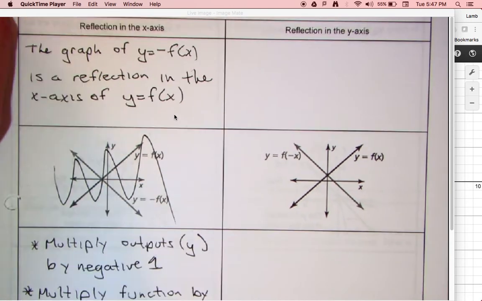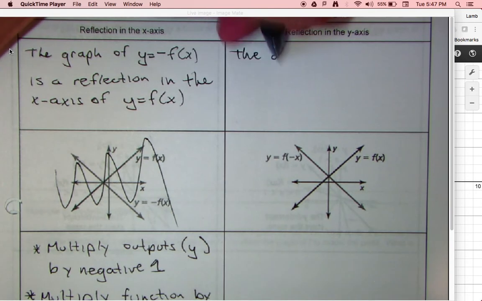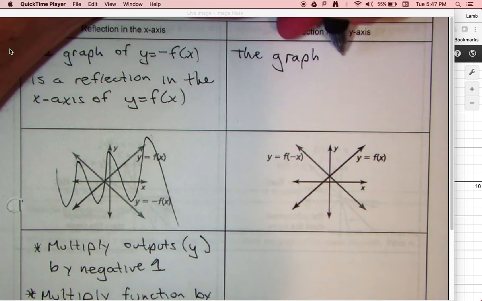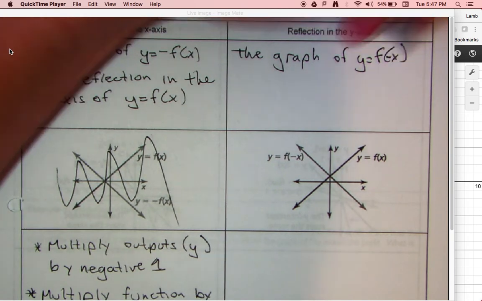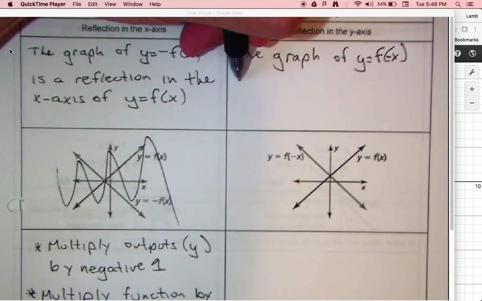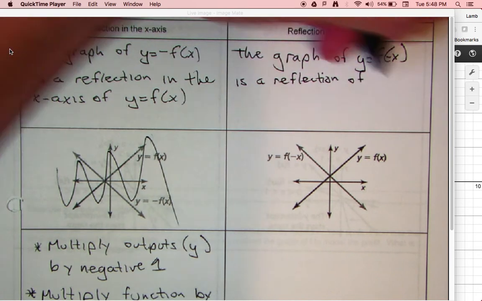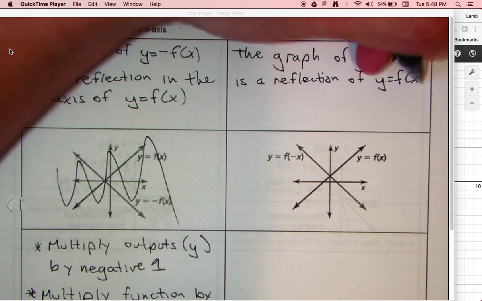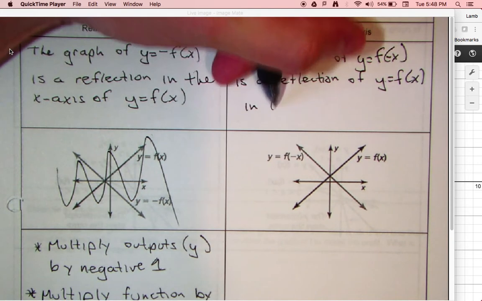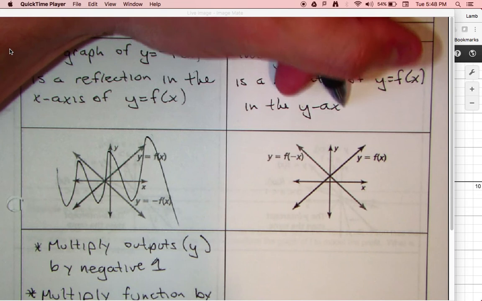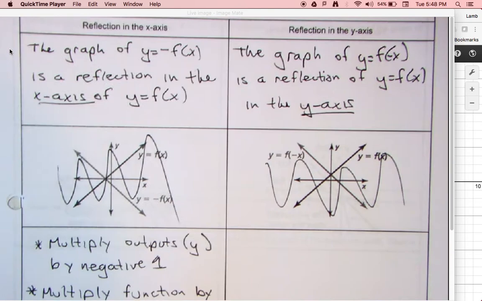If we're doing a reflection over the y-axis, it's a little bit different. So we say the graph of y equals f of negative x is a reflection of our original, the one right there, in the y-axis. Once again, skip over that. I don't like those pictures.